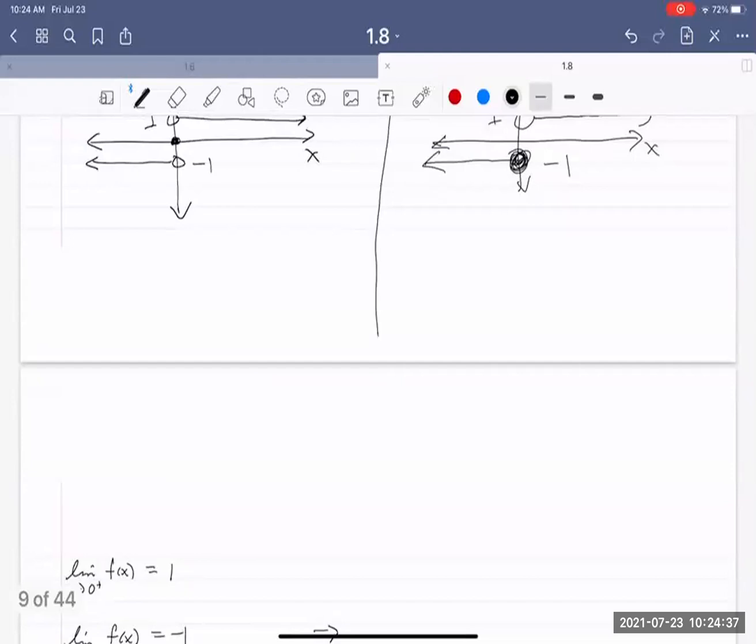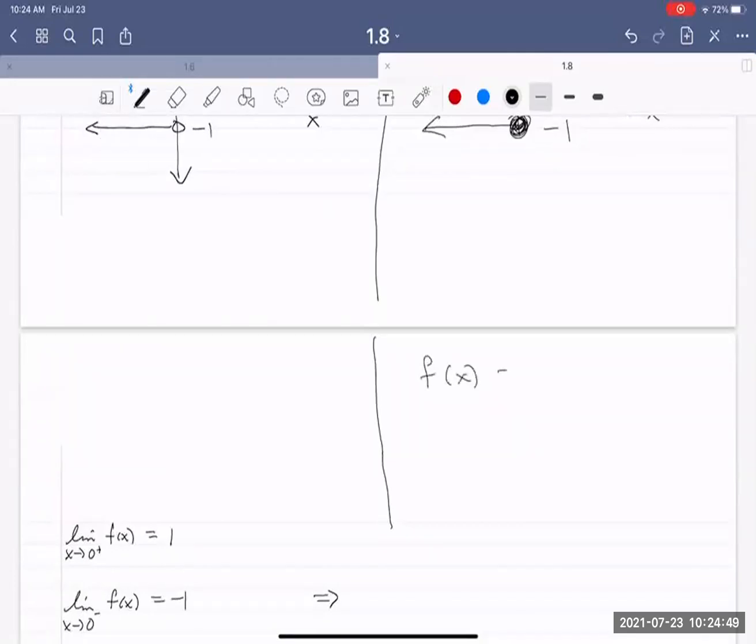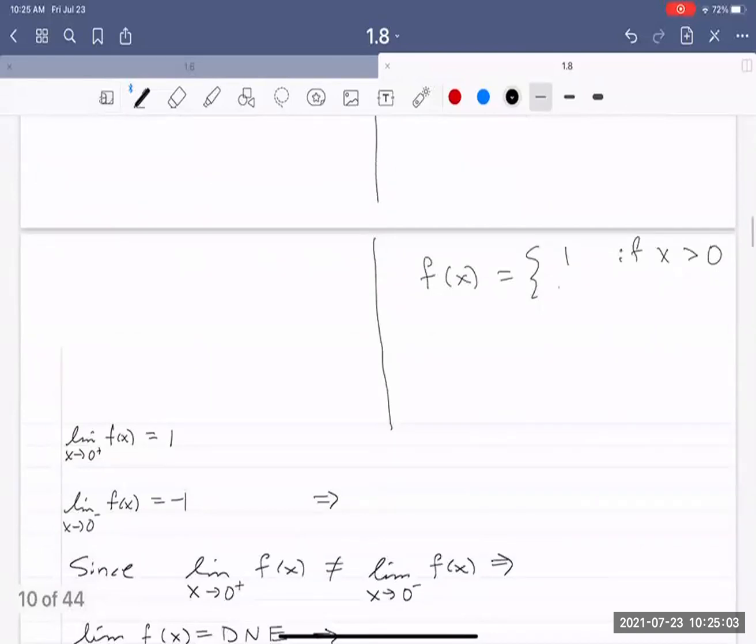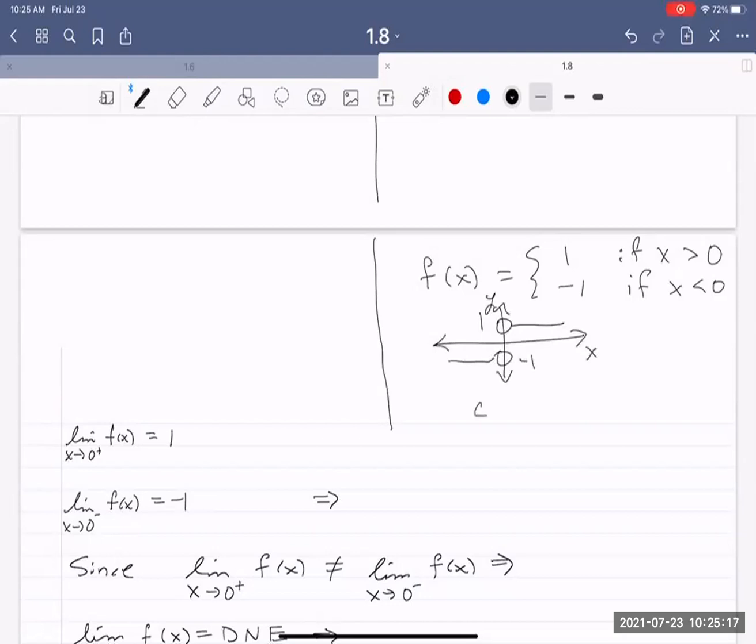Now, since you sort of gave me inspiration, let's look at another one. Suppose I have f of x equal to 1 if x is greater than 0, and -1 if x is less than 0. This is a continuous function.